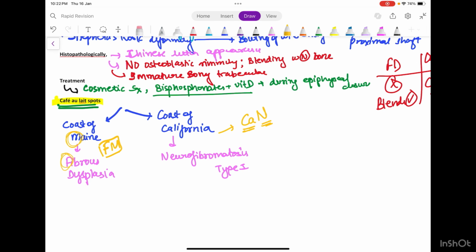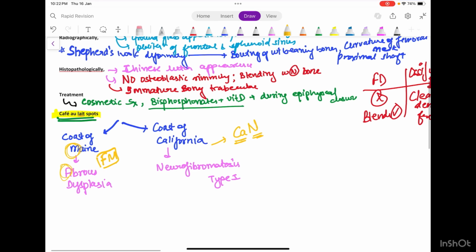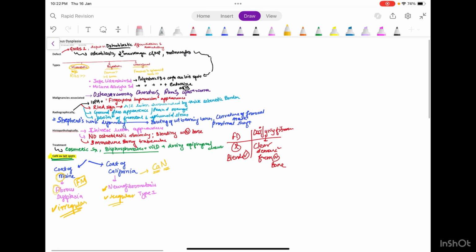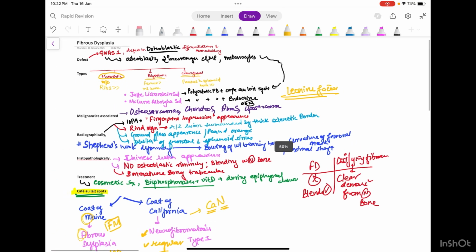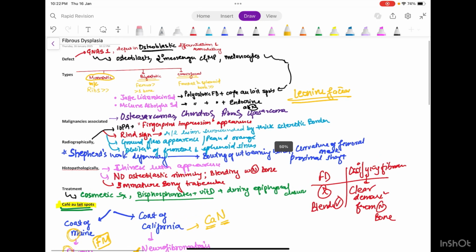All right, then this is all about the fibrous dysplasia that you should know. Also, coast of California it is regular, and coast of Maine is irregular. All right, and you can also observe leonine facies in fibrous dysplasia. It can also be observed in Paget's disease. So these are the most important points of fibrous dysplasia.